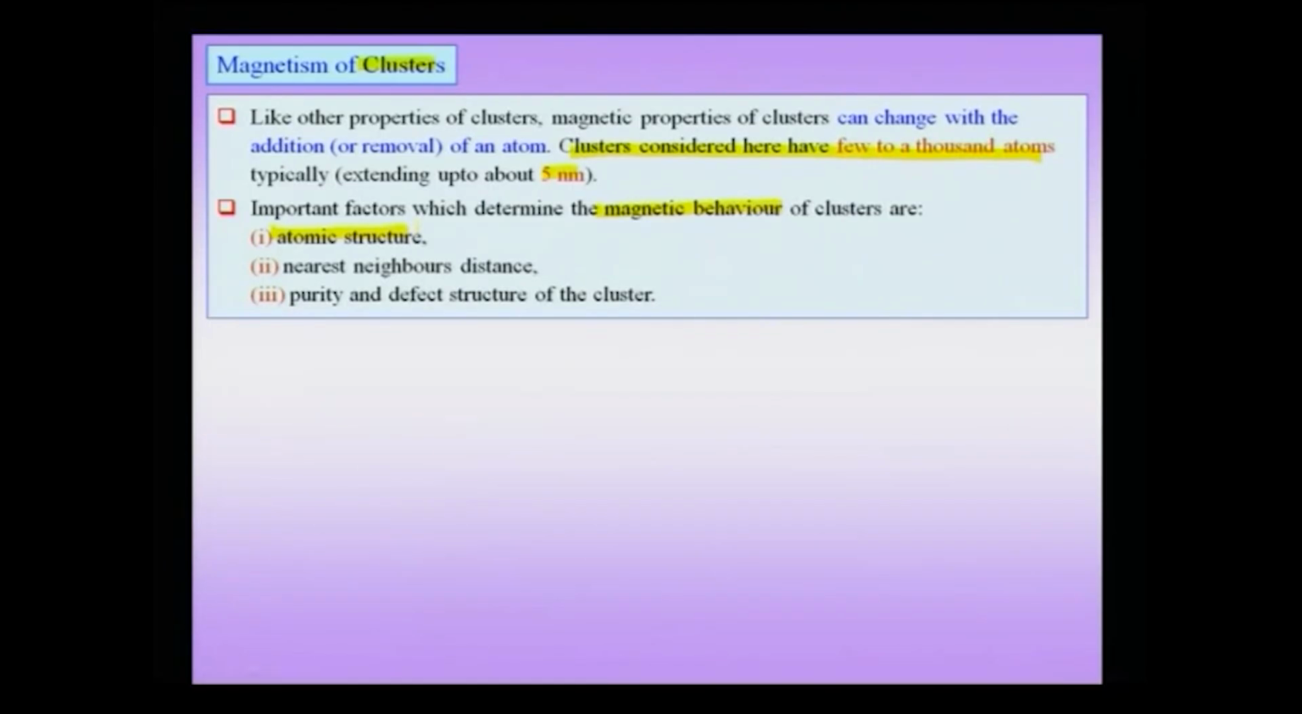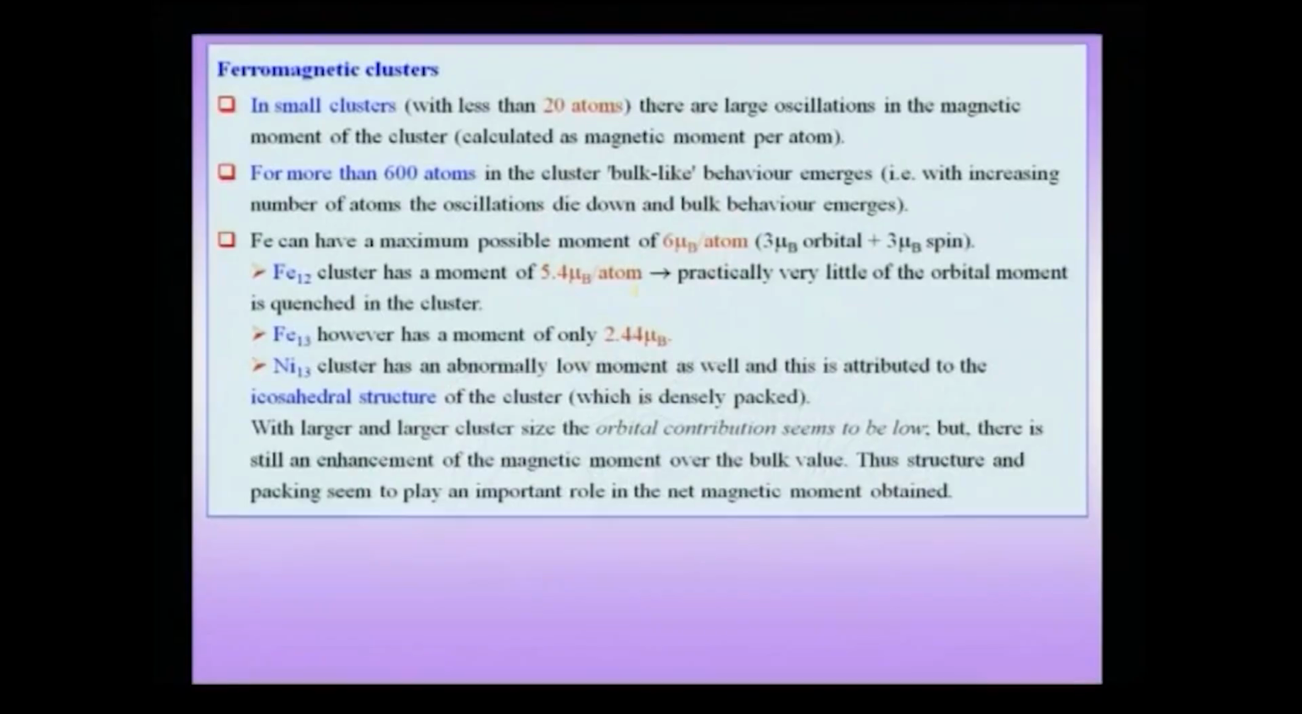We have to worry about the nearest neighbor atom distance in the cluster, and of course, there could be more than one nearest neighbor distance depending on the size of the cluster. Or there could be one nearest neighbor distance and another distance which is very close to it. Then, of course, the purity and the defect structure of the cluster are also very important, because manufacturing some of these clusters is very difficult, and getting the right number of atoms and later separating those cluster sizes based on mass spectroscopy and studying their properties is indeed an important challenge.